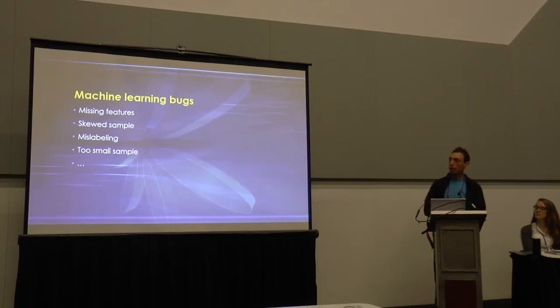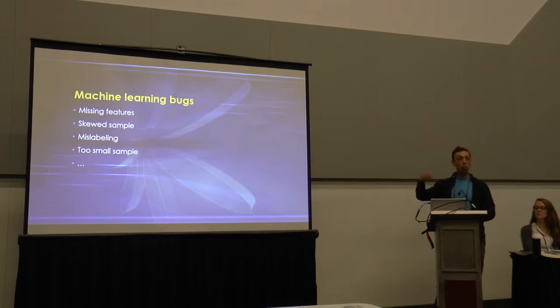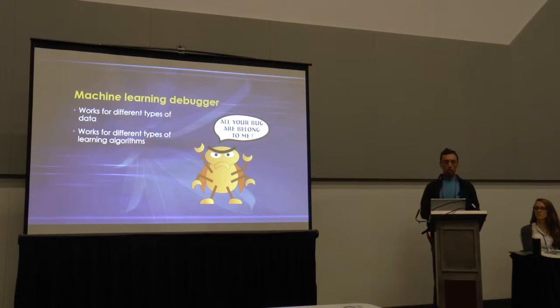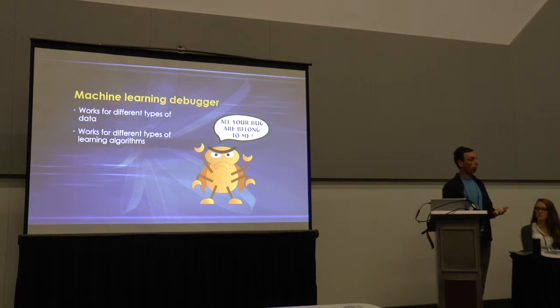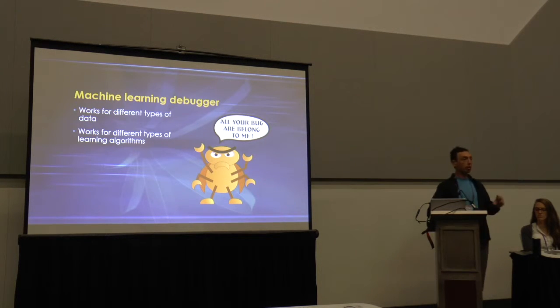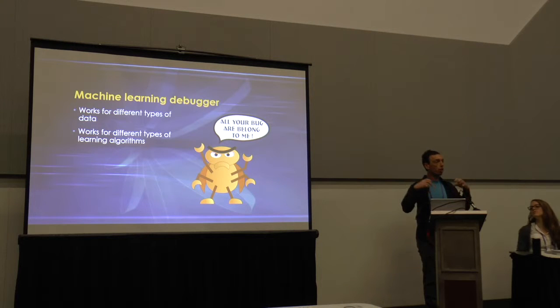And what kind of problem can we expect to see? We might have some features missing, we might have a skewed sample, we might have some instances which are mislabeled. All of these can lead to bugs in the model that we are going to train. And we're looking for a debugger that can work across different data types, meaning images, if I train an image classifier, or maybe if I work in the medical domain, it's going to be the medical record of a person. We want to use the same philosophy across different data types and across different learning algorithms. Again, if I'm using decision trees, neural nets, linear models, I want to be able to use the same philosophy.